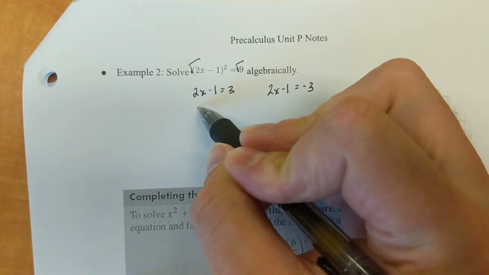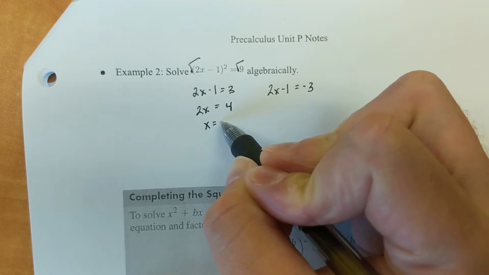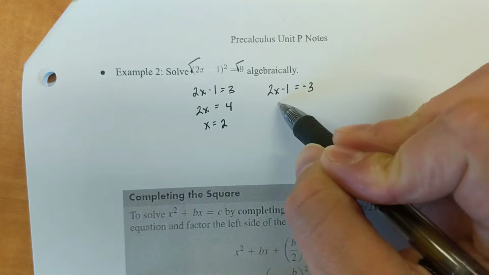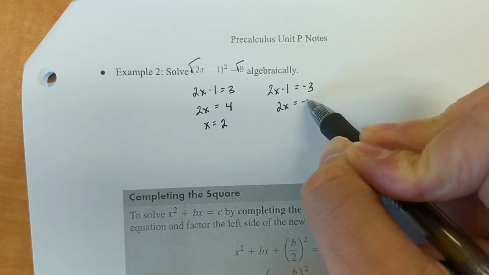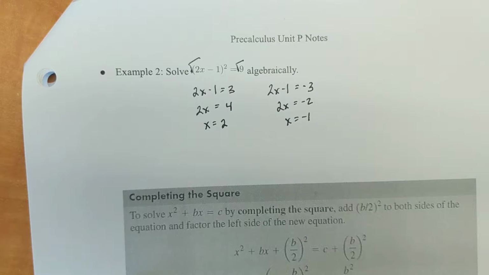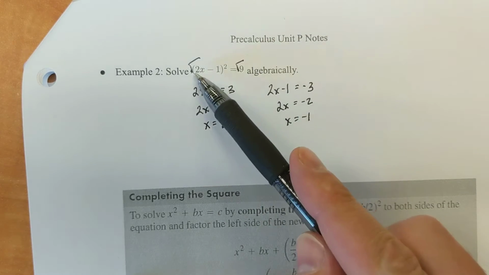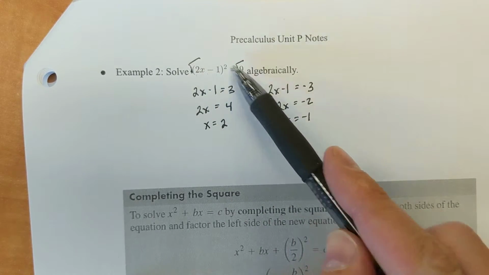And then these two equations solve independently, so add the 1 across gives me 4, divide by 2 gives me 2. And over here, 2x is equal to -2, add the 1 across, x is equal to -1. So those are my two solutions. If you check, if you plug them back in, you should get the solution. So if I plug 2 in, that becomes 4 minus 1 is 3, 3 squared is 9, so on and so forth.